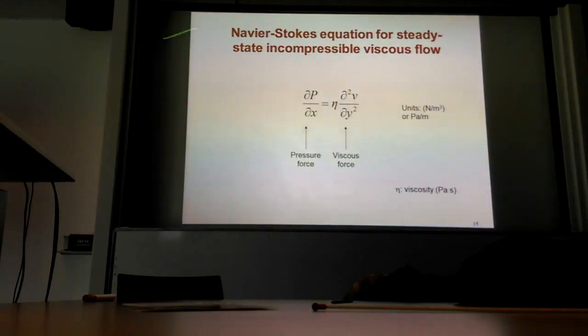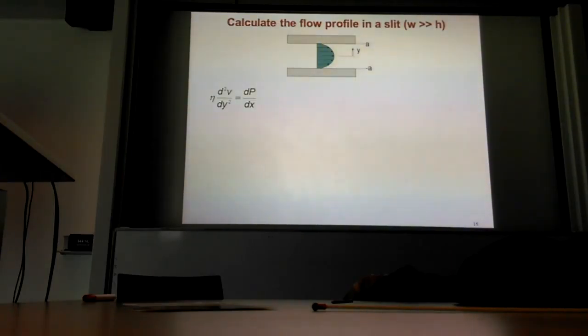So that's the Navier-Stokes equation for steady state, incompressible viscous flow. Incompressible means we're not working with air, which you can compress. We're working with water that you can't compress. Otherwise it would be another term. And then we can start calculating.